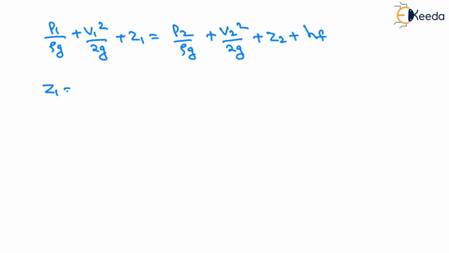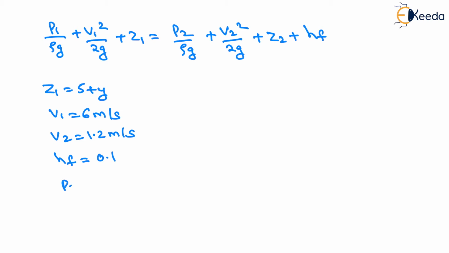Where Z1 will be equal to 5 plus y, V1 will be equal to 6 meter per second, V2 will be equal to 1.2 meter per second, which is given in the question. HF will be equal to 0.1, which is also given in the question, and P2 upon rho g will be equal to atmospheric pressure head, that is PA upon rho g plus y, and Z2 is 0. So we will substitute these values in the above equation, that is equation number 1.